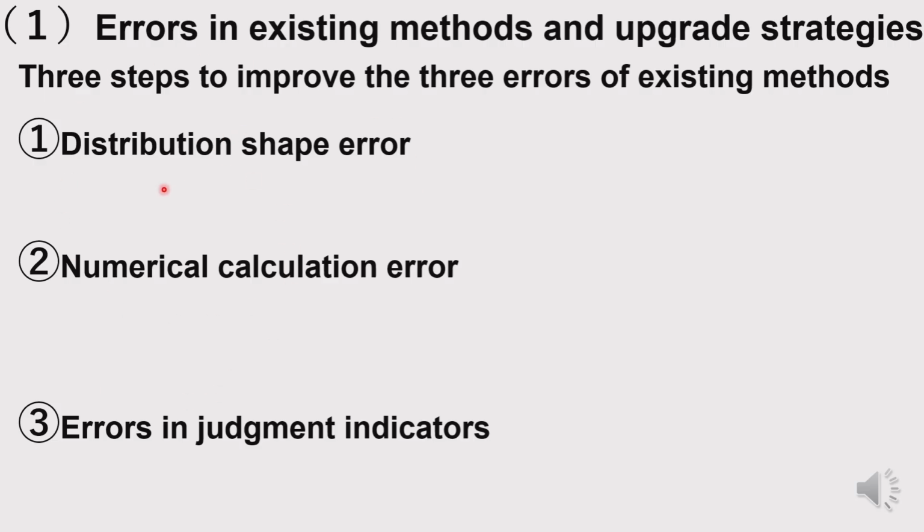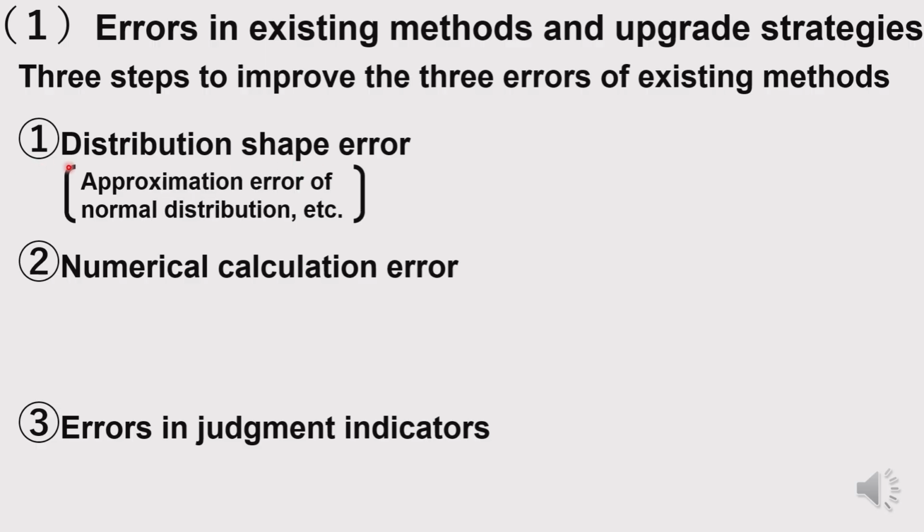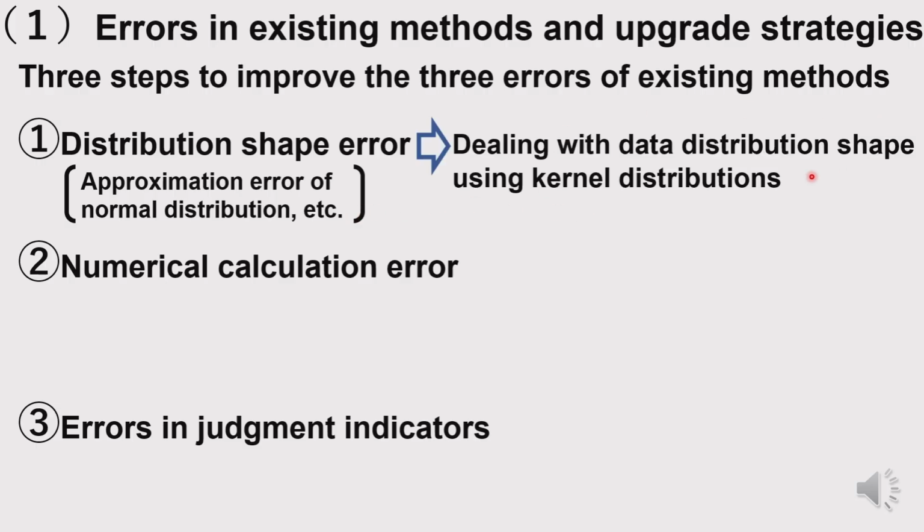1. Errors in distribution shape. When we use the standard deviation, we implicitly assume that the data follows a normal distribution. As a result, any difference between the actual distribution and the normal approximation becomes an error. To address this, we use kernel density estimation, which provides a more accurate representation of the true distribution following the histogram.